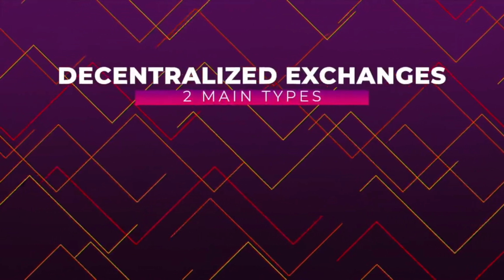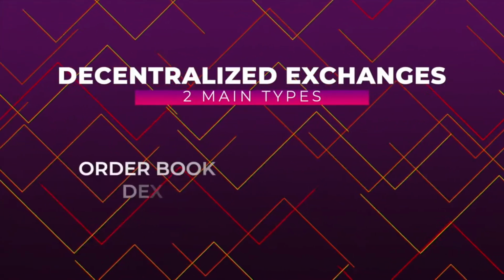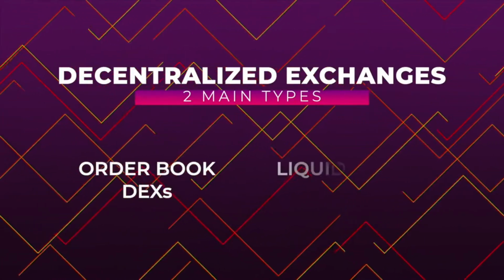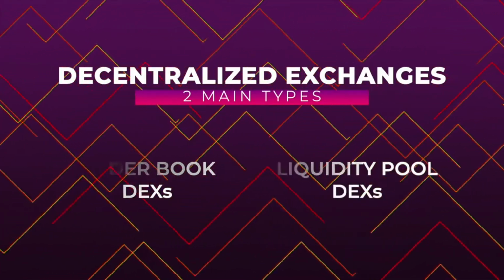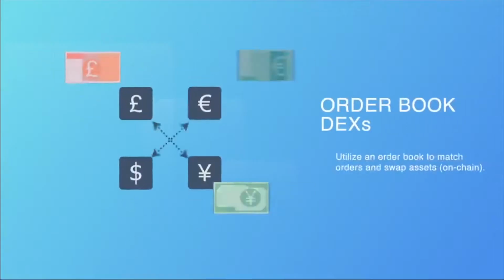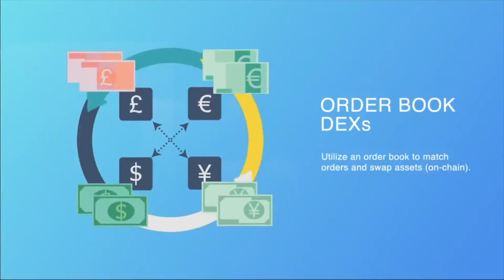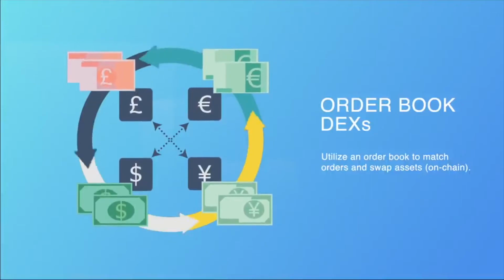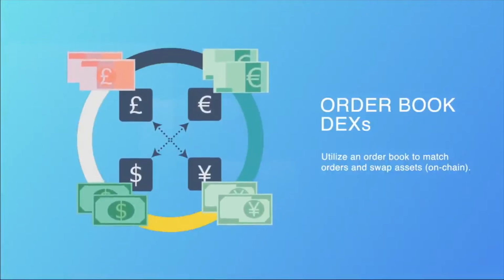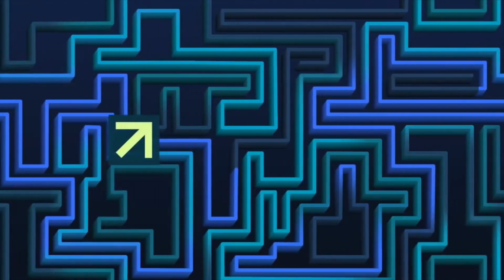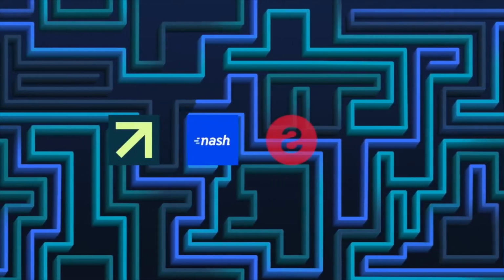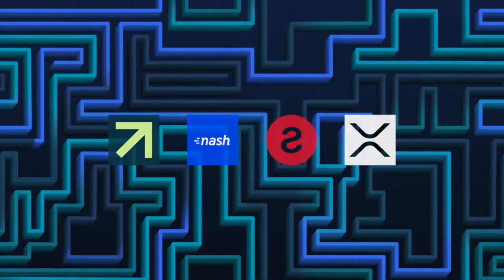Now let's delve a little bit deeper into decentralized exchanges. There are two main types: order book decentralized exchanges and liquidity pool decentralized exchanges. Order book decentralized exchanges are exactly what you would expect and very similar to many of the centralized exchanges you may already be familiar with. Examples of these include Switch.io, Nash, Sologenic, and the XRP ledger itself.